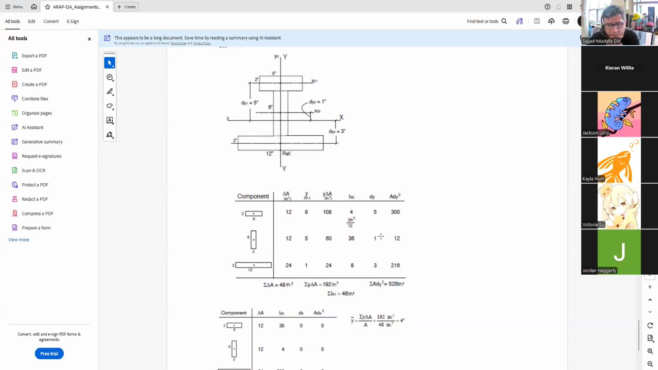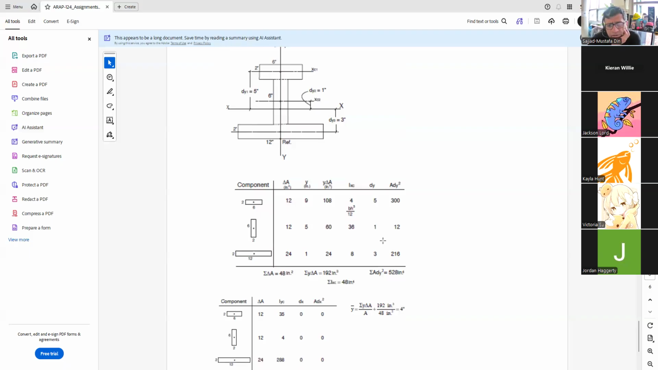So when you plug these numbers in, 5, 1, and 3, and then you can calculate A times dy squared. It's going to be 300. A times dy. It's going to be 12. So it's 12 times 1. And 24 times 3. Hold on. How do you calculate this? A, area times dy squared is 216.